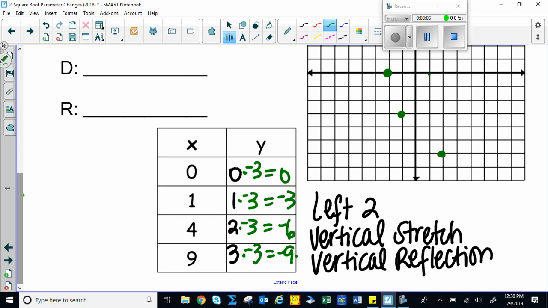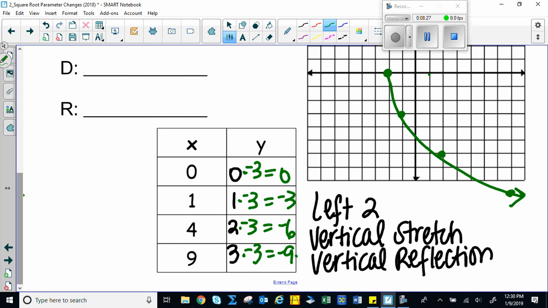From my starting point, I'm going to go to the right 9 and down 9. 1, 2, 3, 4, 5, 6, 7, 8, 9. And then down here a little bit, down 9. Okay, so here's my graph.